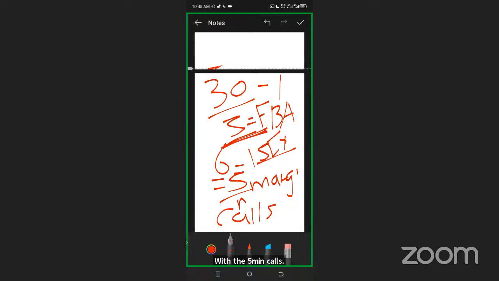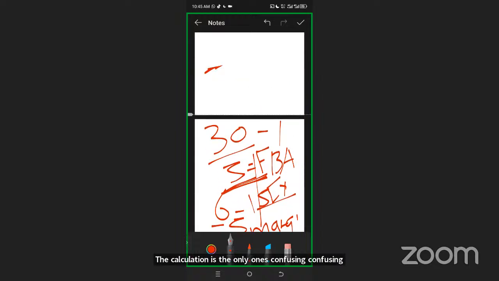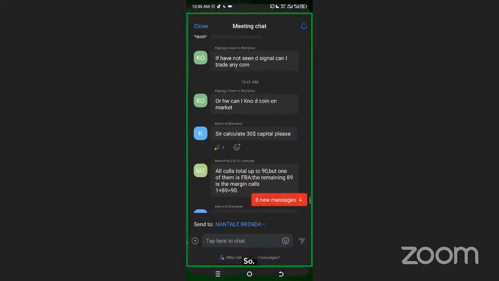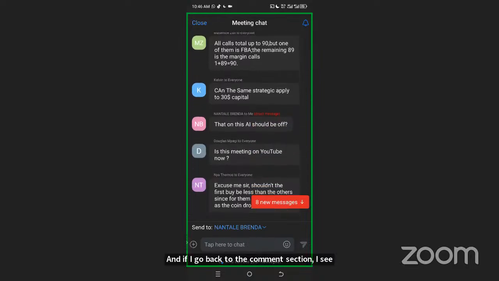I'm going to show you how you can set them in your EuroQ application. But it is very easy to set. The calculations are the only ones confusing people. Are you getting the point? But the settings are very easy. So let me first go back to the comment section.